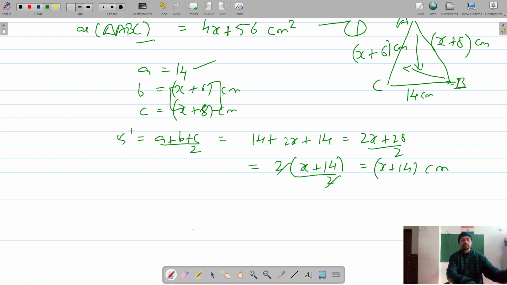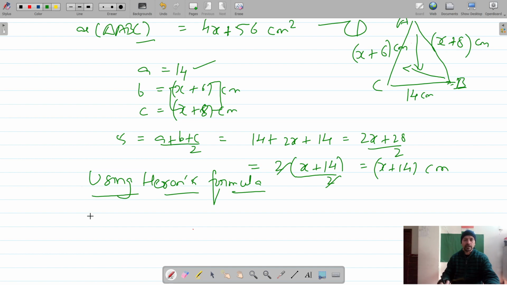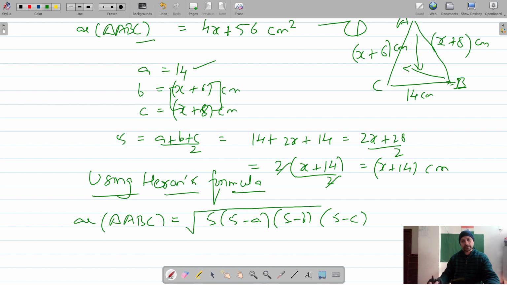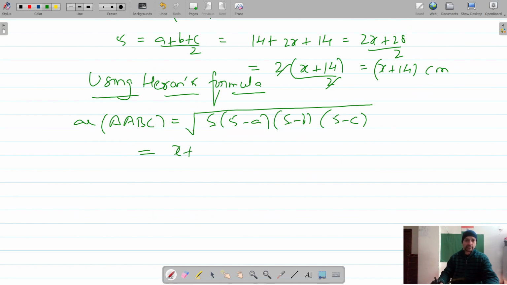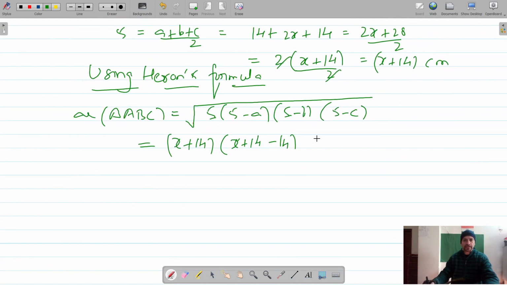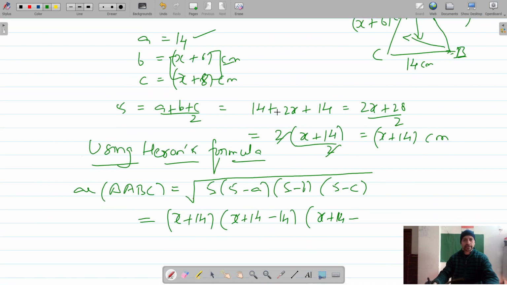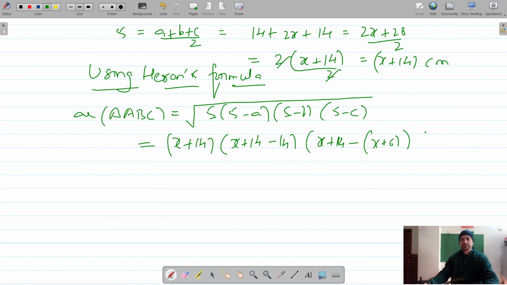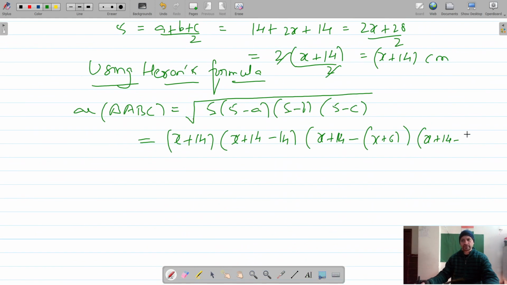Okay. And so we know that if we use Heron's formula, the area of triangle ABC can be written as the square root of s into s minus a into s minus b into s minus c. So s is x plus 14, into x plus 14 minus a, a is 14. Next one is x plus 14 minus b, b is x plus 6. And it's x plus 14 minus c, c is x plus 8. The whole thing is under root.